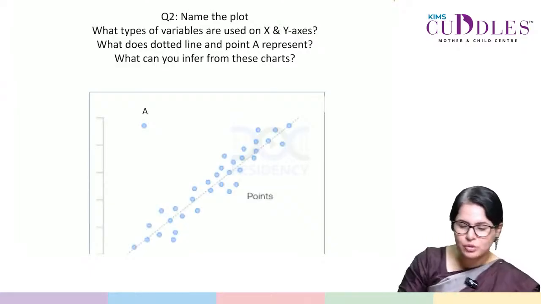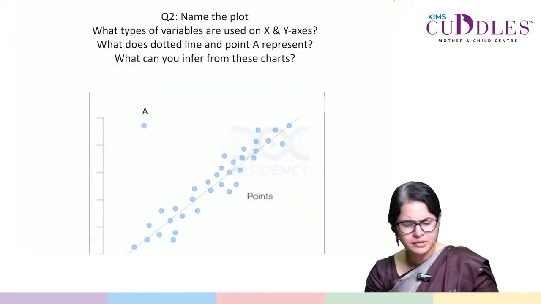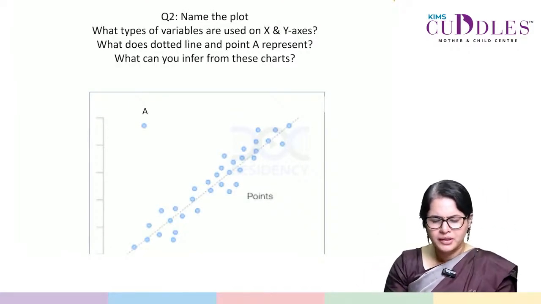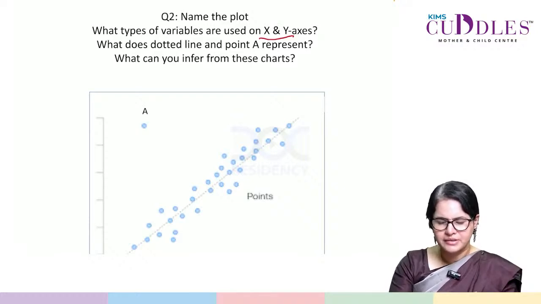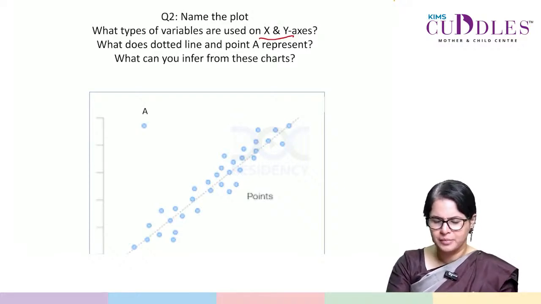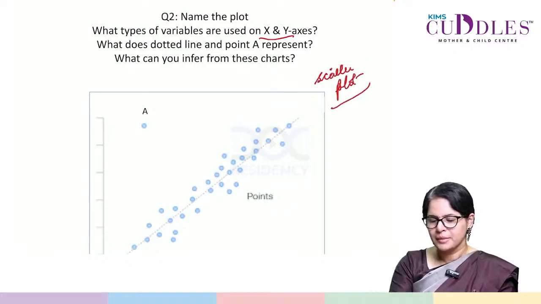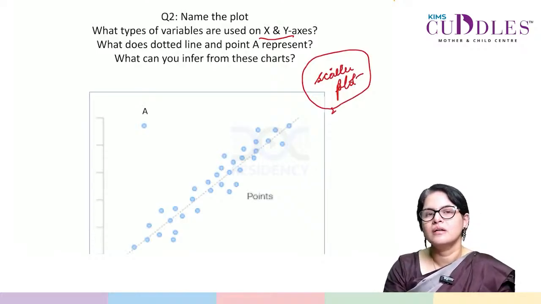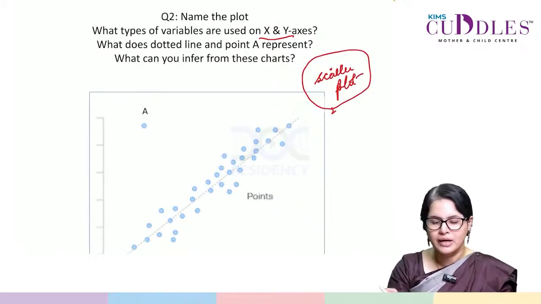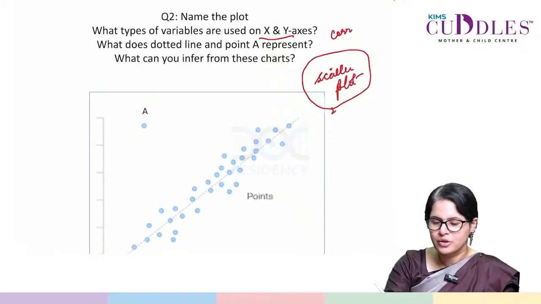So we move on to the next question. So what plot is this? Name the plot. What type of variables are used on the x and the y axis? And what does a dotted line and point A represent? So this plot is called as a scatter plot. Scatter plot is a statistical figure that is used to assess the correlation between two parameters.